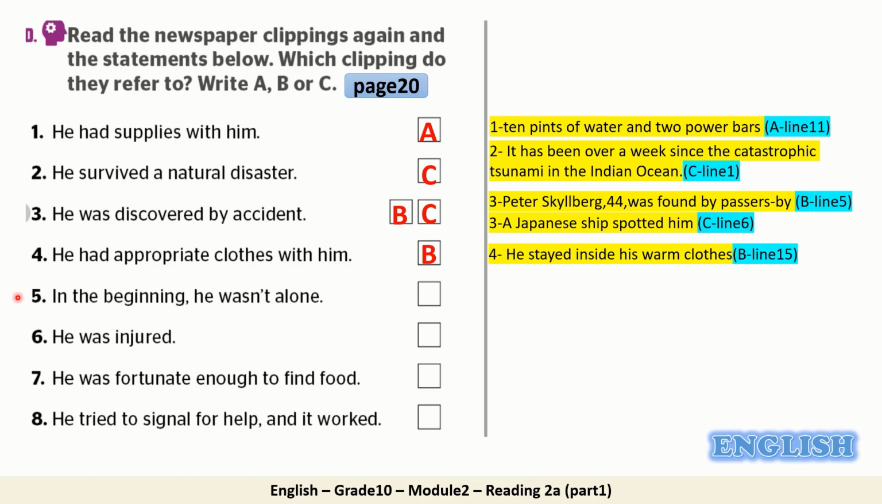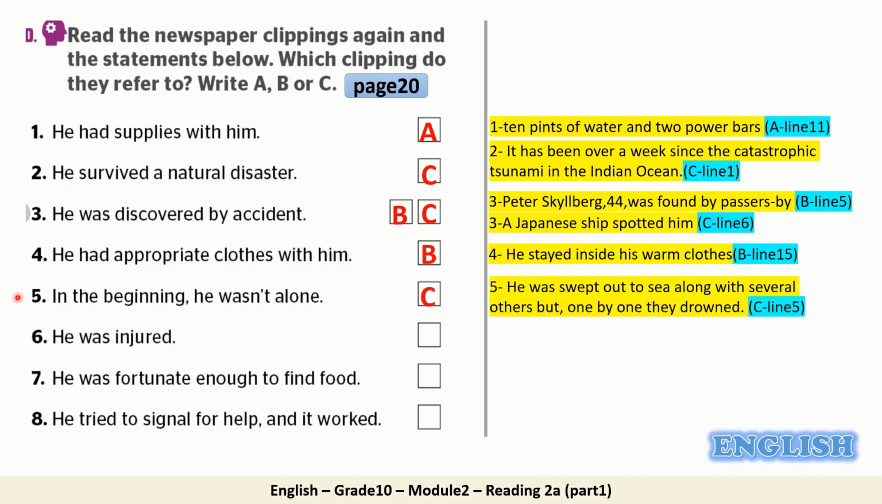Number 5. In the beginning, he wasn't alone. Text C, perfect, and the answer is in line 5. He was swept out to sea along with several others, but one by one they drowned. Number 6. He was injured. Text A, and the evidence is in line 7. He fell and broke his leg in several places.